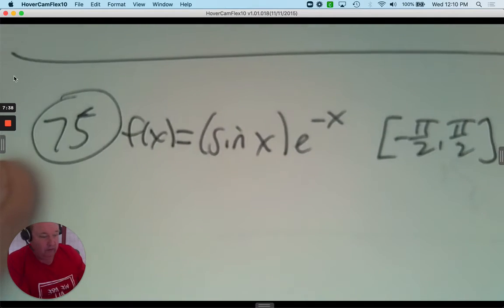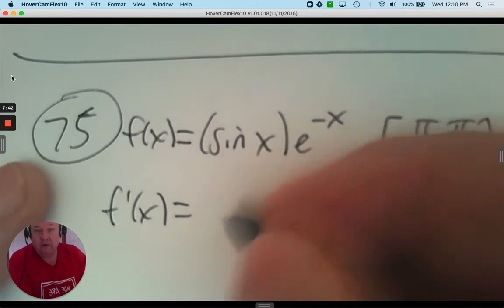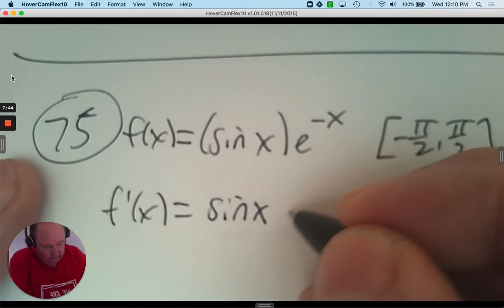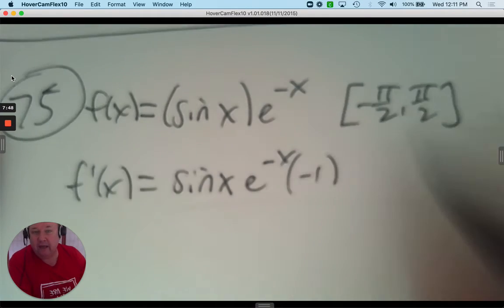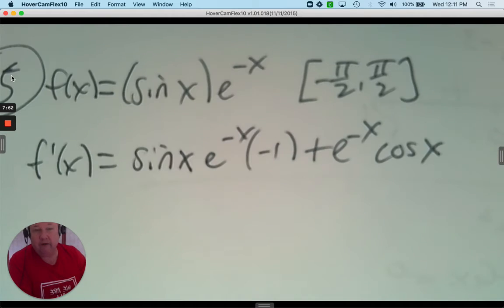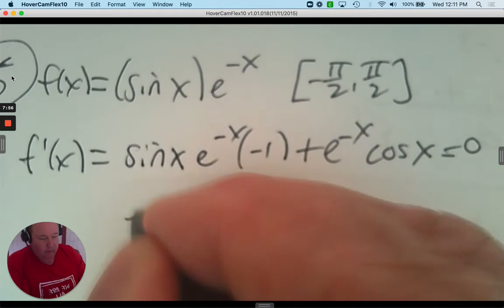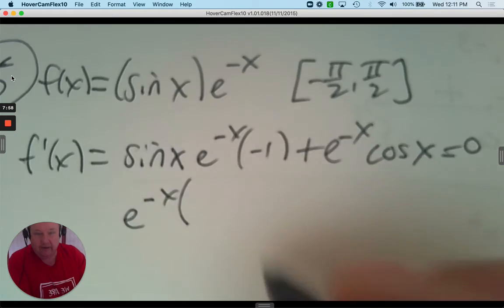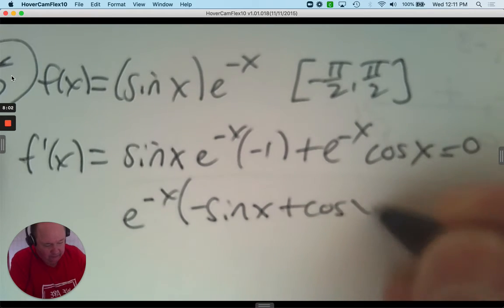So can you take the derivative here using the product rule? The product rule is the first times the derivative of the second, which has a negative 1, plus the second times the derivative of the first. Make it equal to 0. We're going to factor an e to the negative x in front. That leaves me with negative sine x plus cosine x.